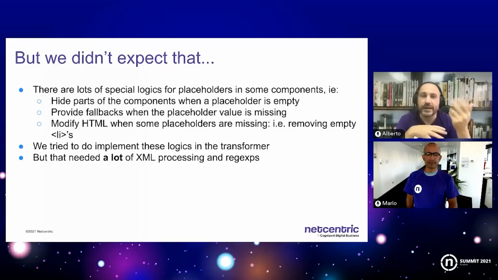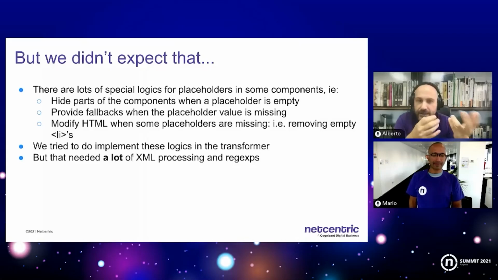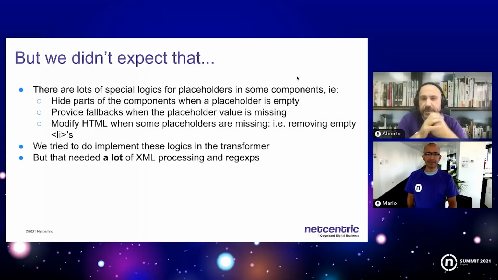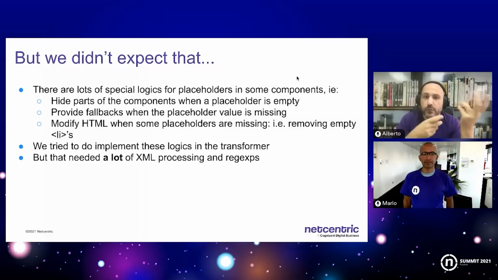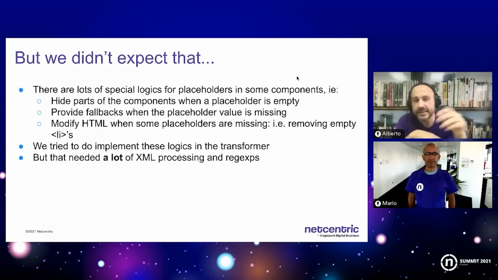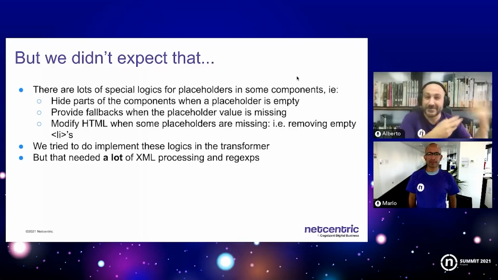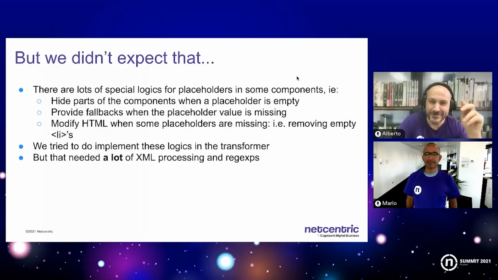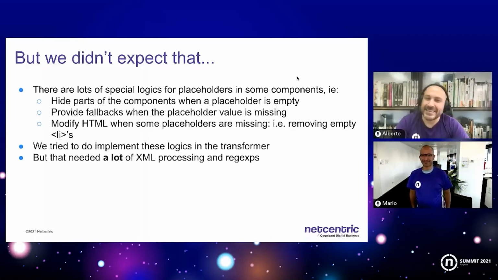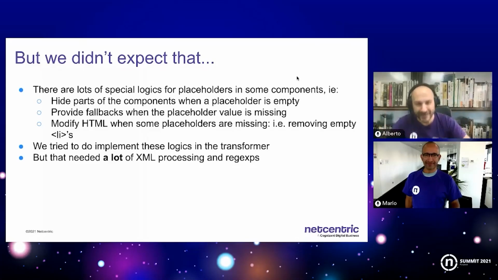We have special cases where we need to provide a fallback in case the placeholder is not present, or other cases where, for example, we need to remove list items from the text if the list item has an empty placeholder inside. So we tried to implement everything in this Slim transformer, but it was too complex. It needed a lot of XML processing, a lot of regex, and the code was starting to look horrible. So two weeks ago, we decided to, next slide, please.